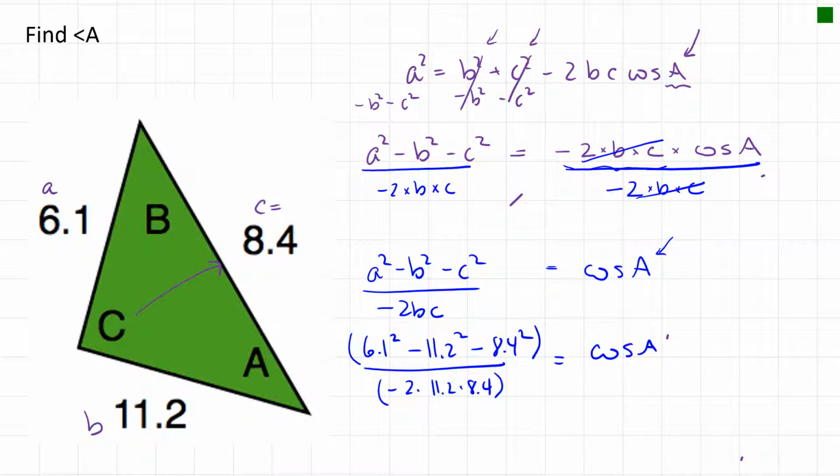And you should end up with an answer of 0.8439. And now at this stage you can get rid of the cos, so the opposite mathematical instruction to cos is inverse cos, so I'm going to take the inverse cos of both sides. And it cancels on the right, and inverse cos of 0.8439 is 32.4 degrees. And if you're asked to find it to the nearest degree, that would be 32 degrees.